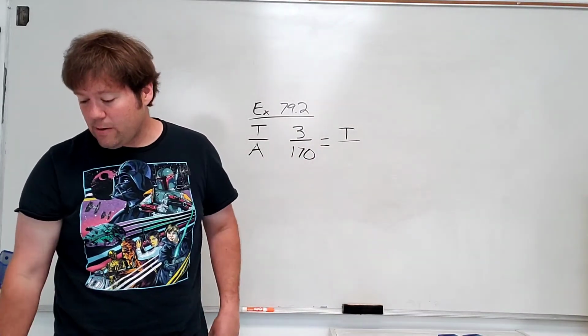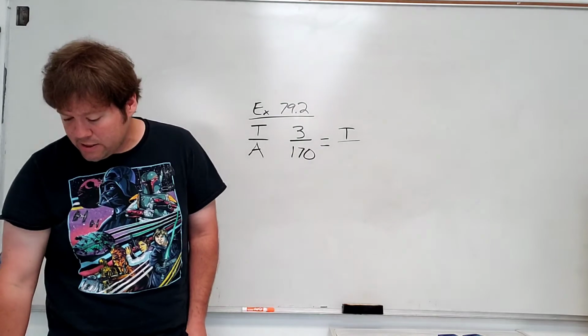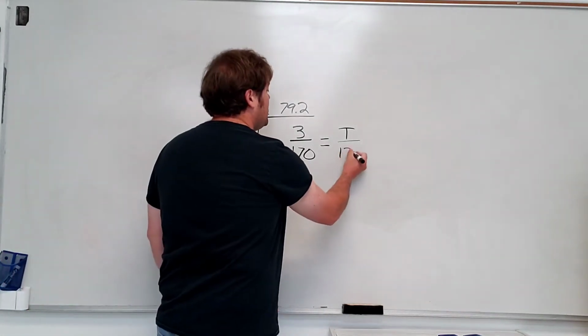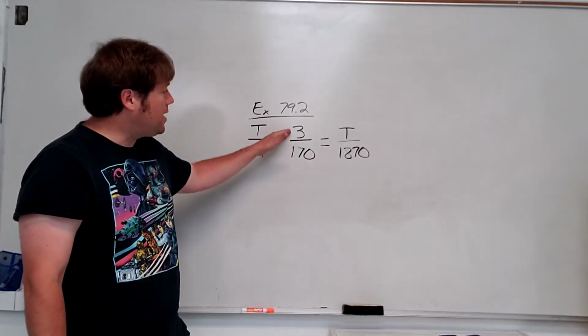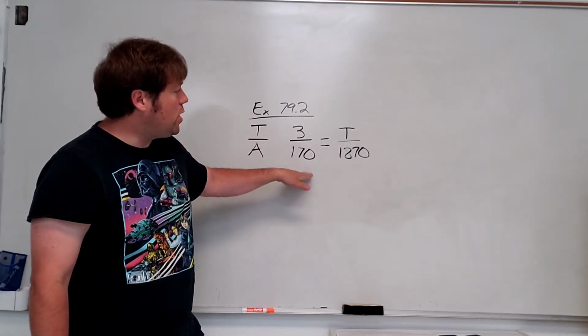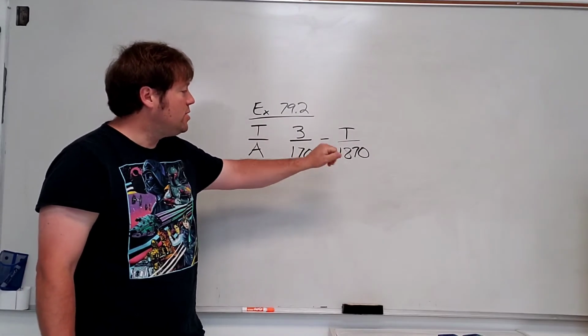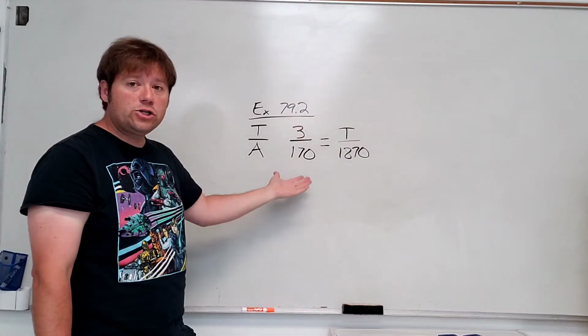They do tell us how many acres he's wanting to fertilize. It's 1,870. So on both of these ratios, we're comparing tons of fertilizer to acres. Tons of fertilizer to acres. And we now have a proportion set up.